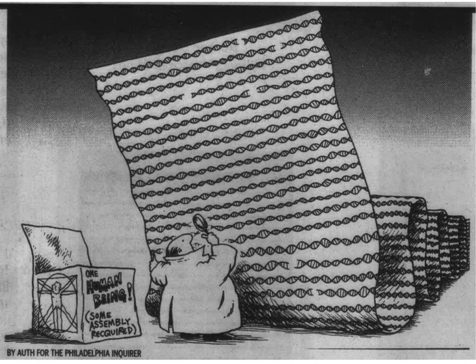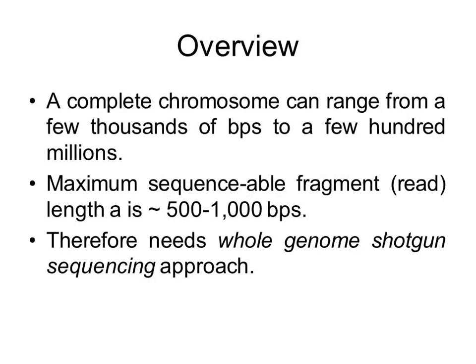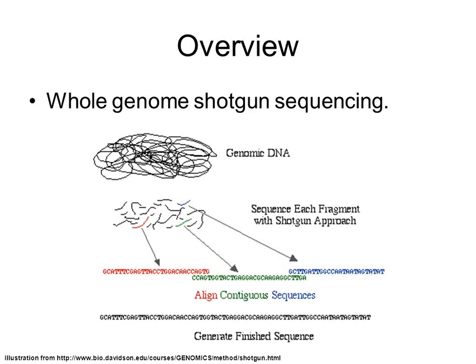Okay, so let's go into assembly. I'll talk a little more about alignment later, but let's go into assembly, which is a similar problem. This is for whole genome assembly. The idea is that you do what we call whole genome shotgun sequencing. You take a genome, cleave it into many small parts, sequence each of the small parts, and then assemble all the fragments together.